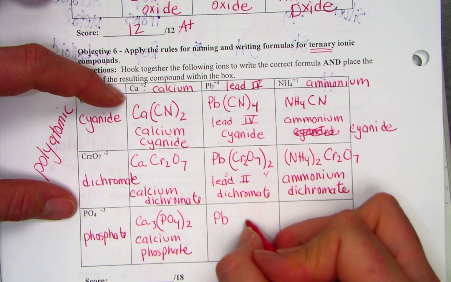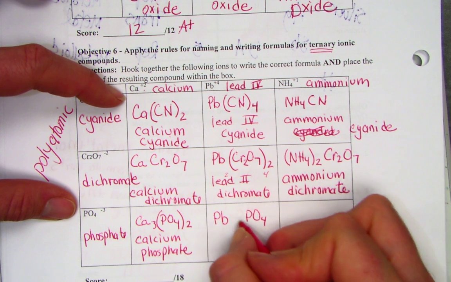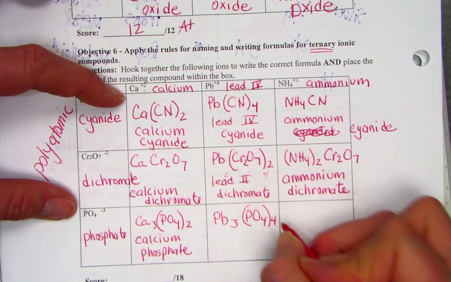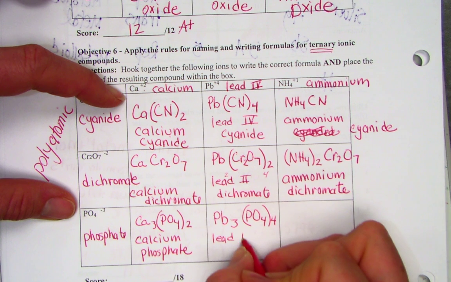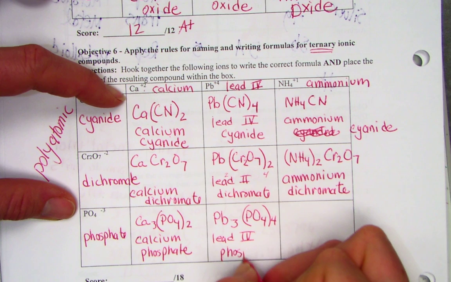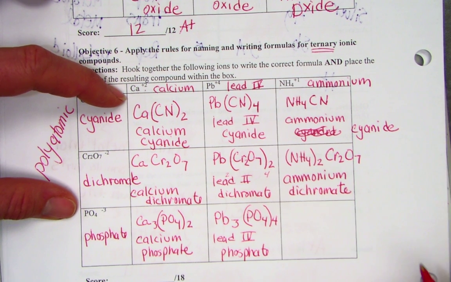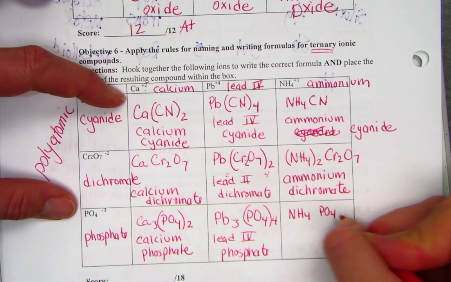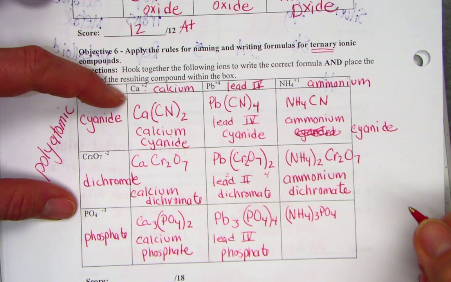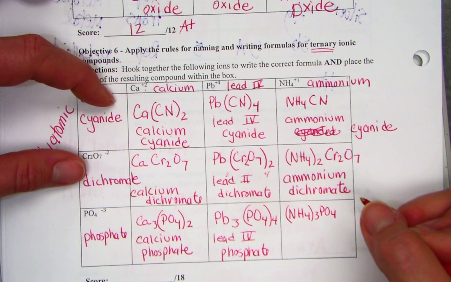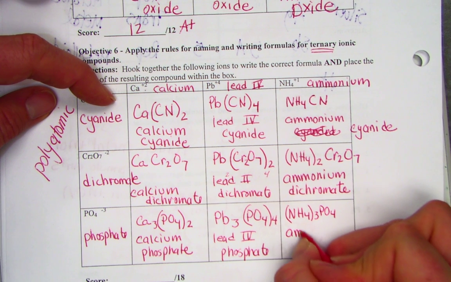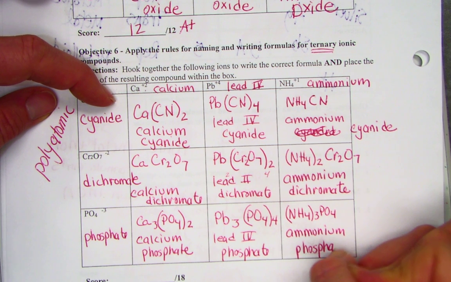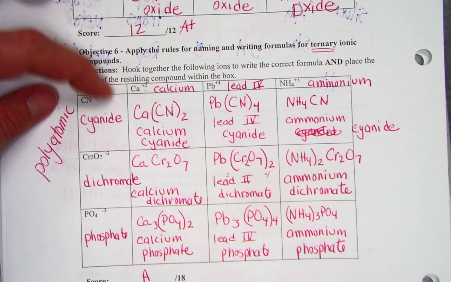Lead with its +4, phosphate with its -3. Bring the charges around and down, Pb3, PO4 taken 4 times. Lead, Roman numeral 4, phosphate. And one more to go. Ammonium, which is a +1, with phosphate, which is a -3. 3 groupings of our positive polyatomic. NH4 taken 3 times, PO4, with the name recorded as ammonium phosphate. 18 out of 18. This is a big objective.